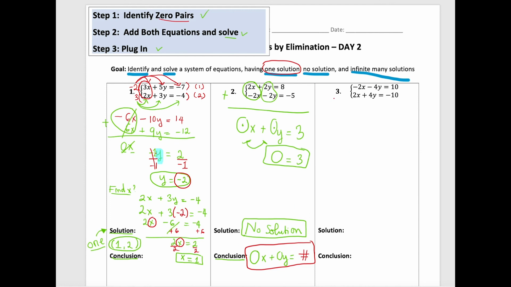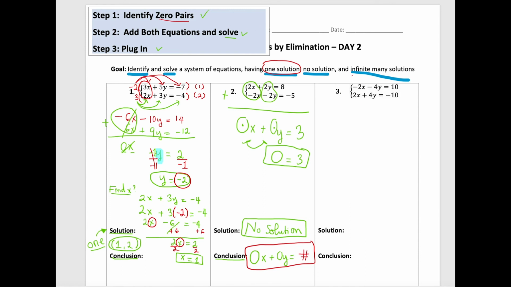Alright, we're now moving on to the last one. We're going to do exactly the same drill. Stay consistent, guys. If you follow the same steps, you will never get lost, okay? Just follow it.